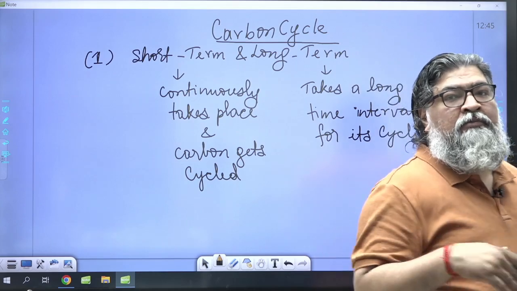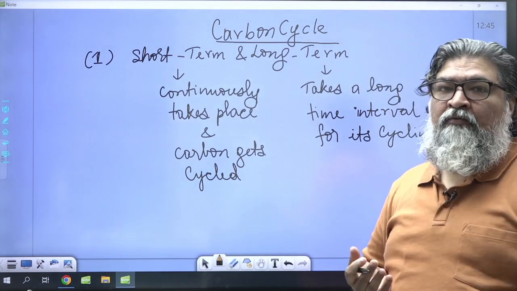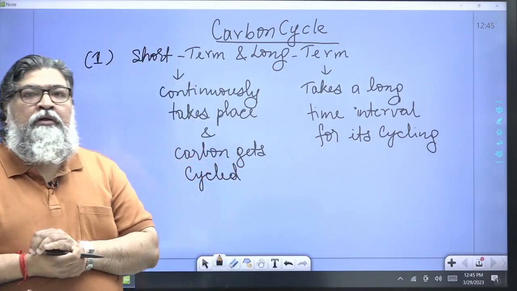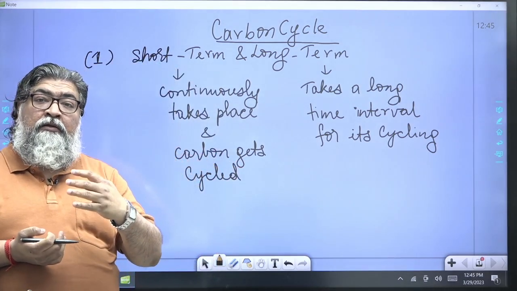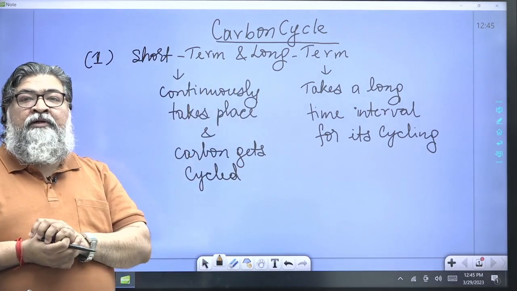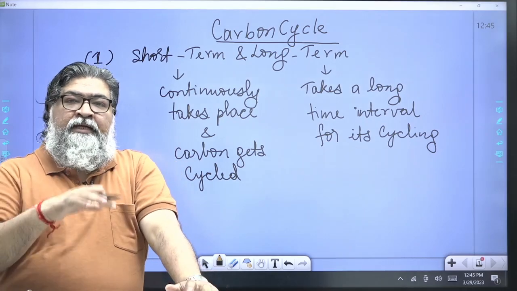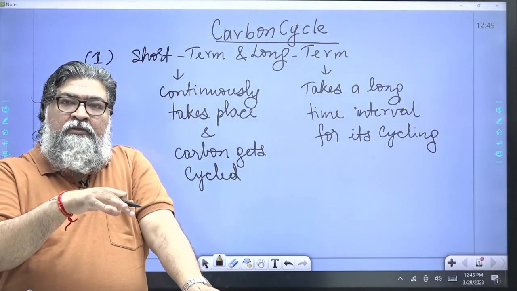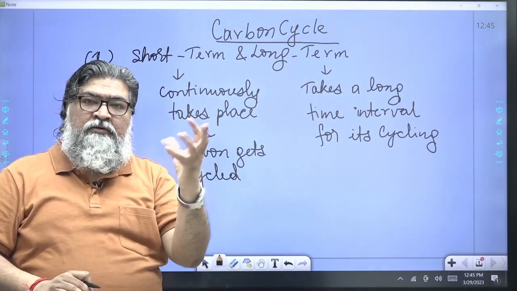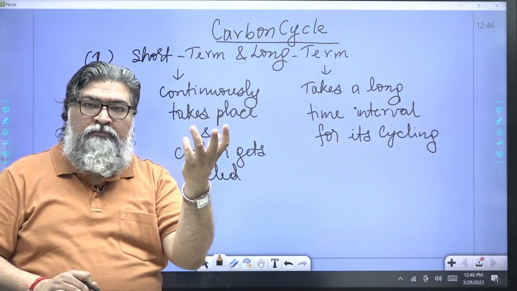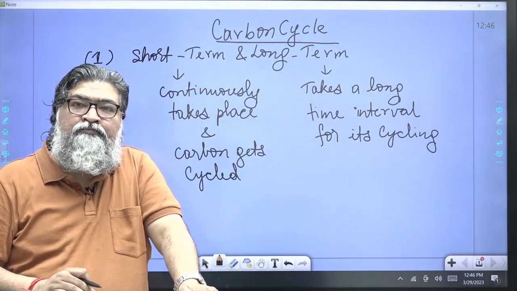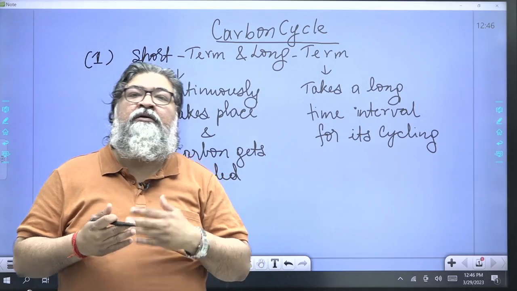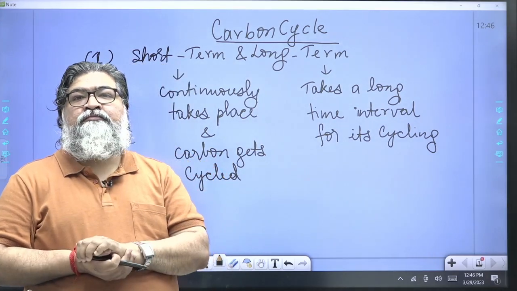For long term, I'll give you an example: fossil fuel, coal, hydrocarbons. Fossil fuel is made over a long time period. It doesn't happen immediately. When dead plants get buried in the earth under high temperature and pressure over thousands of years, that carbonic matter, the coal, gets formed. Fossil fuel is formed. It takes time, it doesn't happen immediately, it slowly takes place.